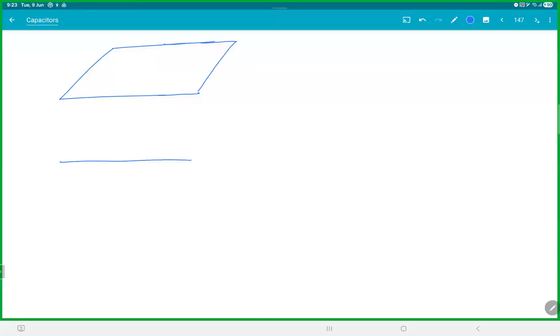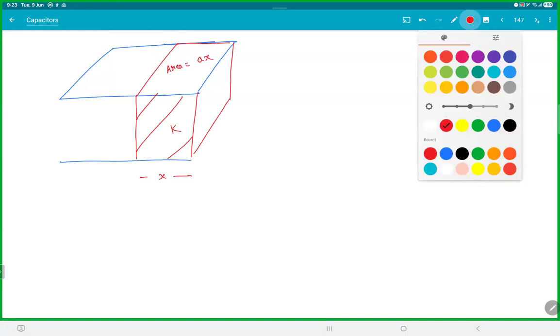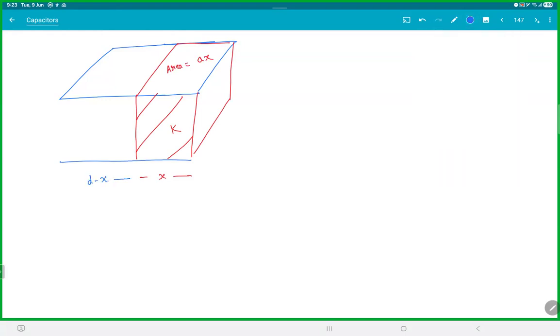So I'll show you how they can ask you this. This is how it would look. The X part is inside, so this part is covered with a dielectric, and the other part is not covered with dielectric. This is distance X, and this area would be A into X. This distance will be D minus X, and this area will be A into D minus X. Length into breadth, basically.